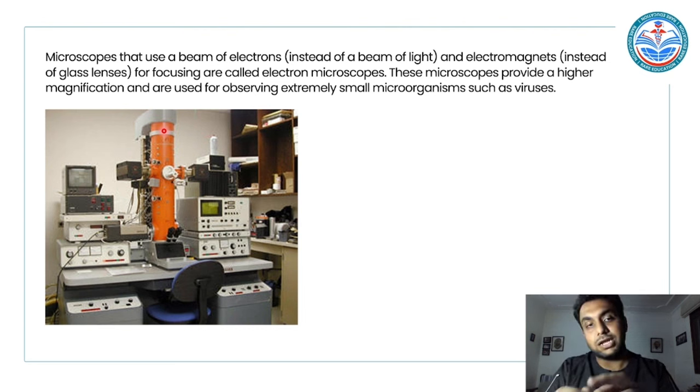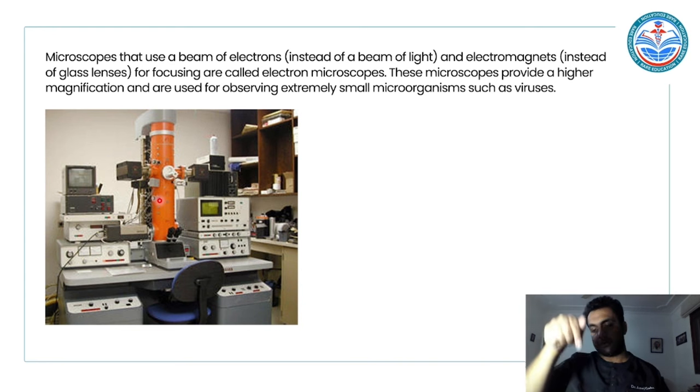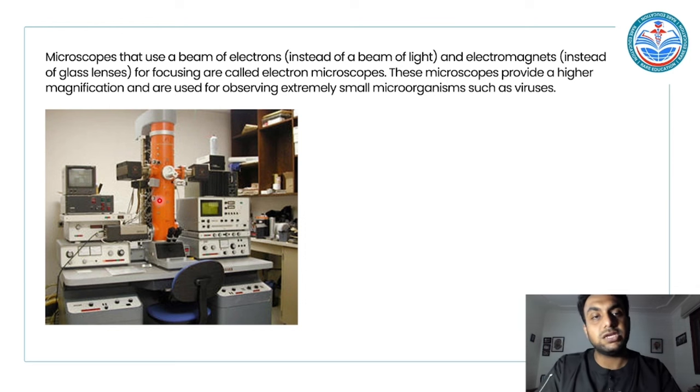And instead of using glass lenses that we use in the simple and the compound microscope, here it is using electromagnets that are doing their work and controlling the movement of the electrons. So there is an emitter and then there is an absorber, and in between somewhere there is the specimen plate. The electron passes through the specimen and then it is absorbed by the plate, and then we see that image.